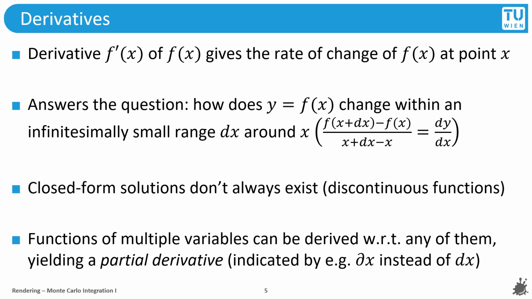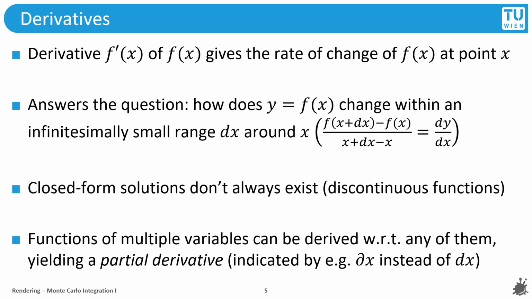We will look at infinitesimally small ranges and intervals, so it's best to get comfortable with this concept right away. The closed form solution for a function's derivative doesn't always exist, which means that just because the function can be expressed in a simple combination of variables and different mathematical operations doesn't mean the same is also true for its derivative. This is particularly the case for discontinuous functions.